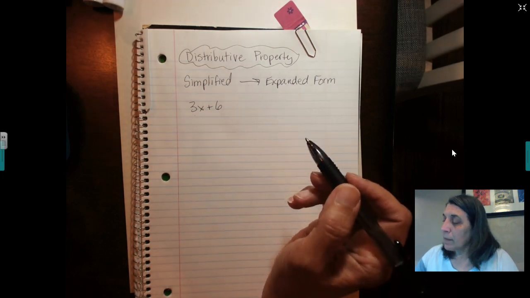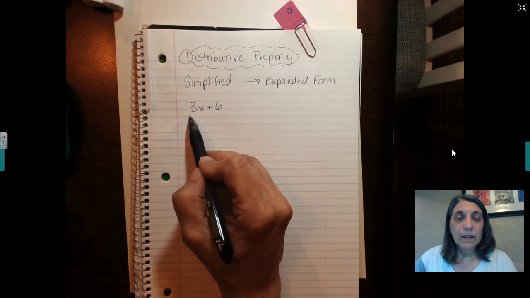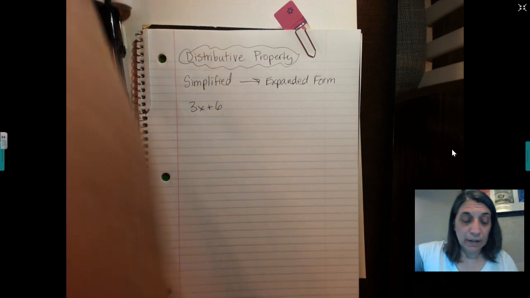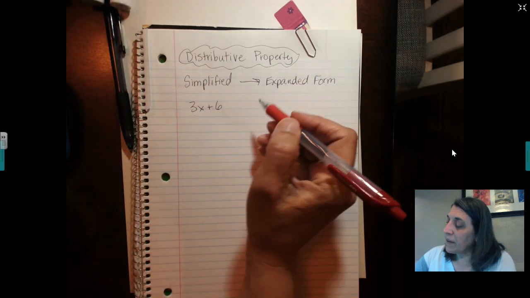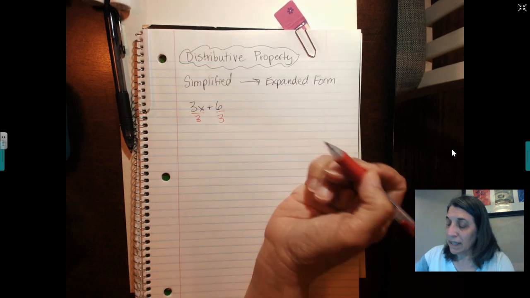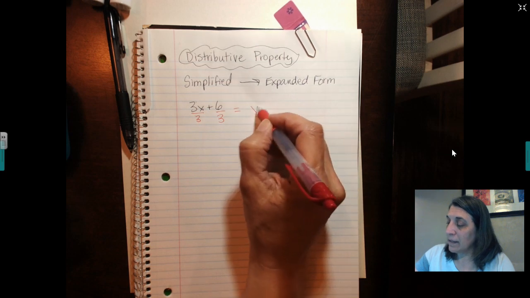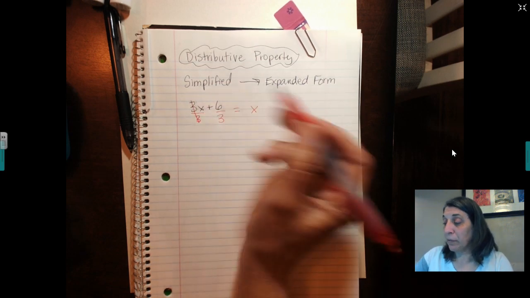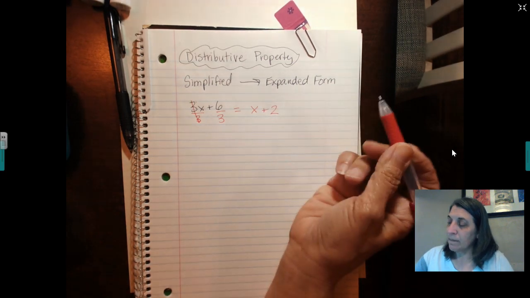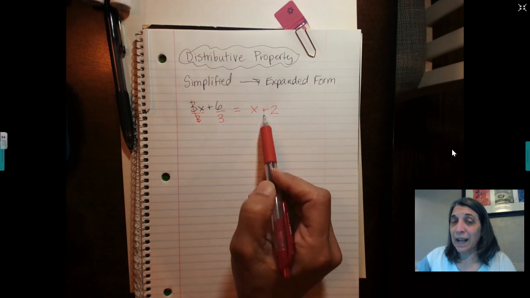Okay, so I know 3 goes into both, right? 3 goes into 3 once, and 3 goes into 6 twice. So if I divide both of these by 3, what would I end up with? I would end up with x, because 3 divided by 3 is 1x, but I don't need the 1, plus 2. So I divided both of these by 3 to get x plus 2.